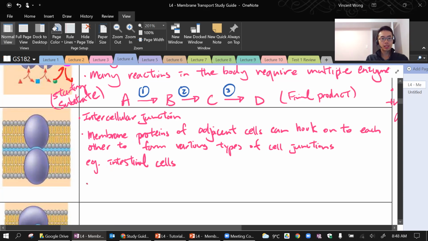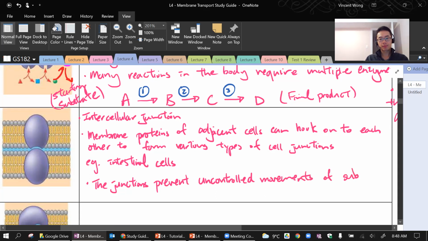So the junctions prevent uncontrolled movements of substances between cells. Okay.